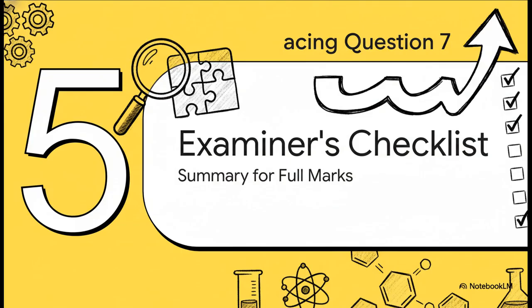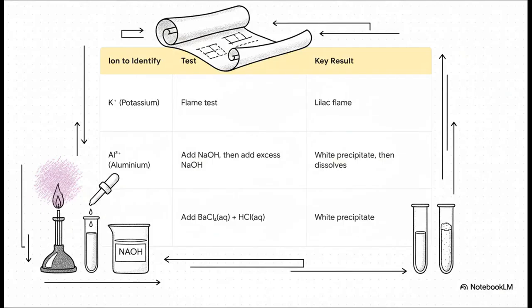Okay, so we've totally broken down this question. We've seen exactly what the examiner is looking for. Let's wrap it all up in a neat little summary, your ultimate checklist for full marks. This right here, this is the whole game plan on one slide. This is your blueprint for success. For potassium, flame test gives a lilac flame. Boom. For aluminum, add sodium hydroxide for a white precipitate, then add excess and watch it dissolve. Done. And for sulfate, add acidified barium chloride, and you get a white precipitate. If you can remember this table, you've cracked question 7.